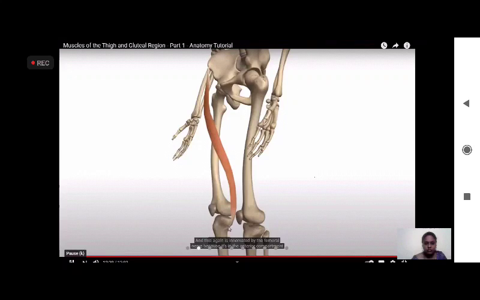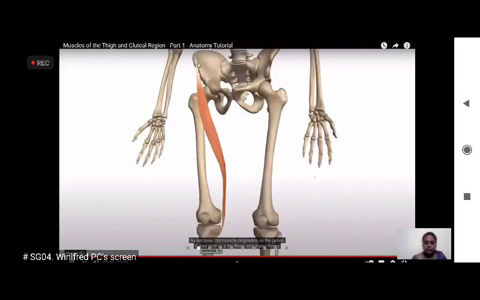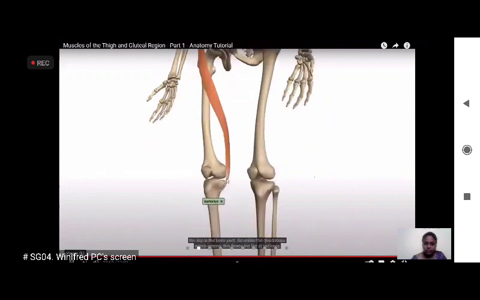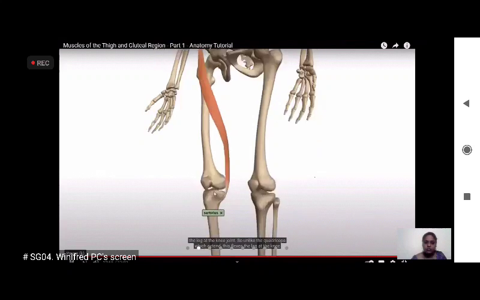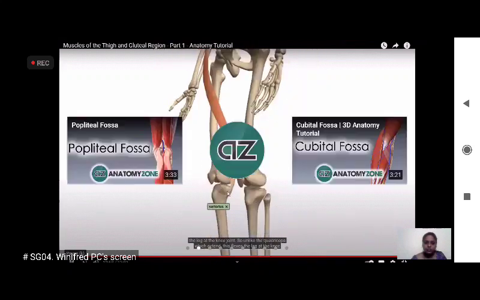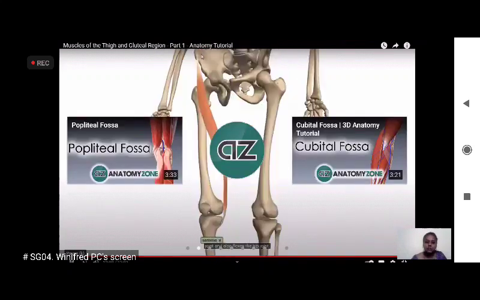And this again is innervated by the femoral nerve because it's in the anterior compartment of the thigh. Because this muscle originates on the pelvis, it also acts as a hip flexor, and it also flexes the leg at the knee joint. So unlike the quadriceps, which extend, this flexes the leg at the knee joint and also flexes the hip joint.